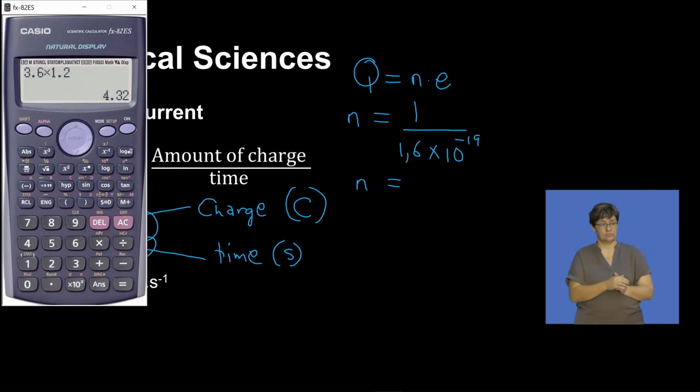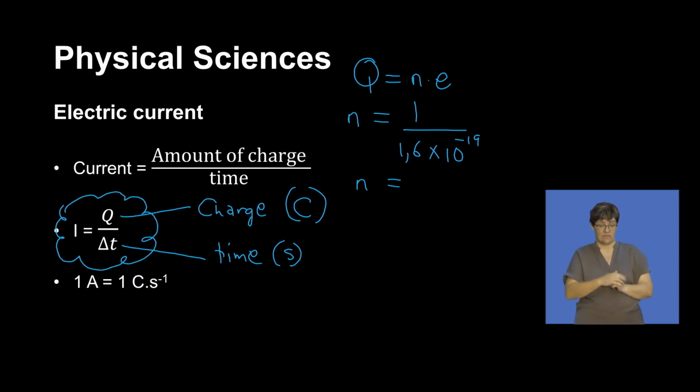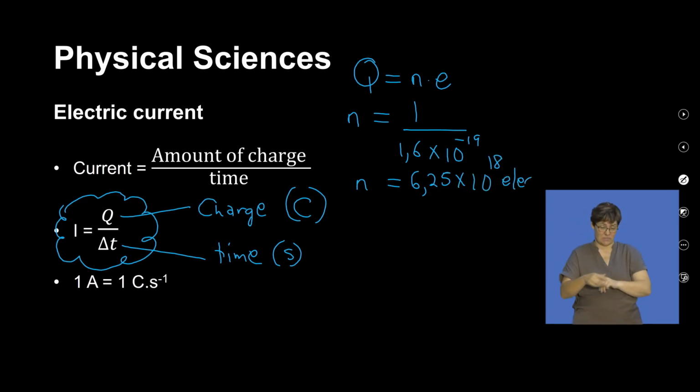In this case, we've got 1 divided by 1.6 times 10 exponent negative 19. What do we get from that? We get 6.25 times 10 exponent 18 electrons.